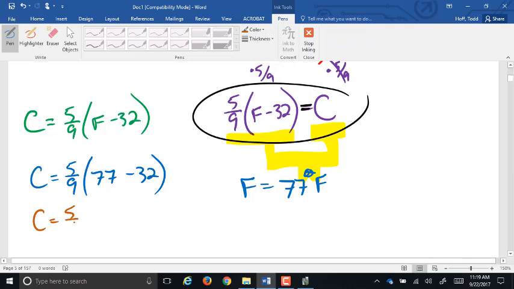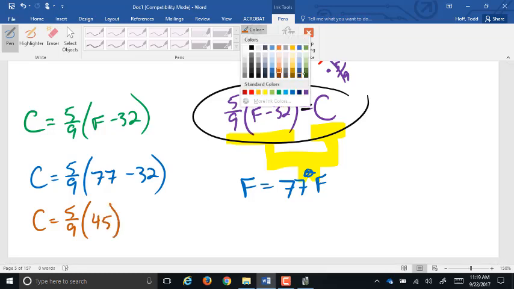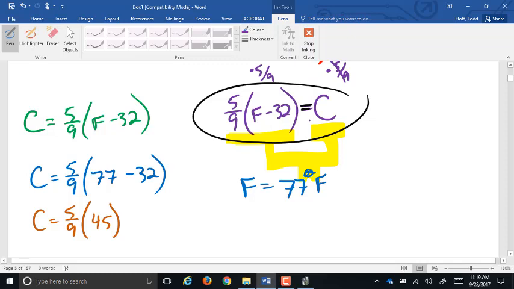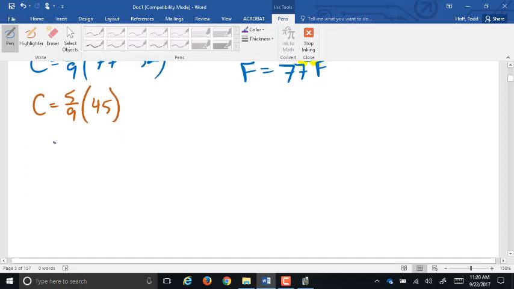The parentheses. 77 minus 32 is 45. Then we're going to do 5 ninths times 45, which is 25.